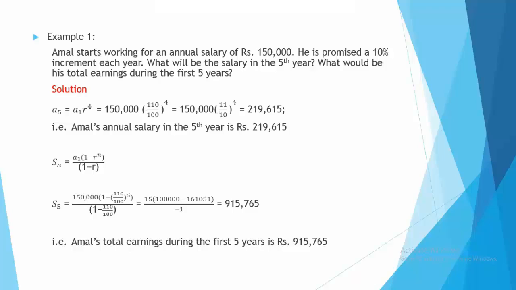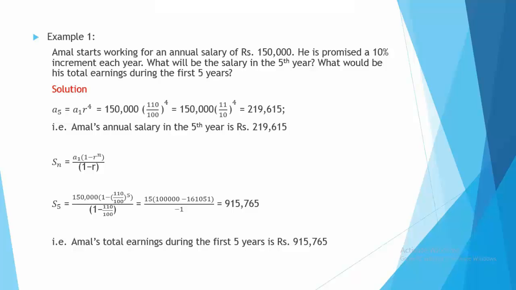So a5 equals a1 times r to the power 4, which equals 150,000 times (110 over 100) to the power of 4, which equals 150,000 times (11 over 10) to the power of 4, which is 219,615. That is, Amal's annual salary in the fifth year is 219,615 rupees.